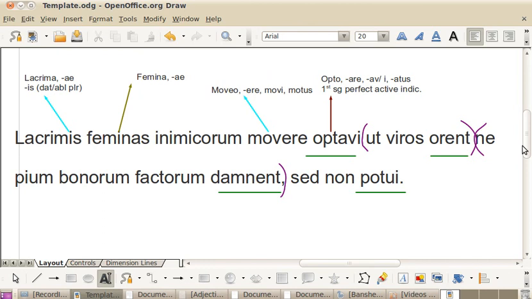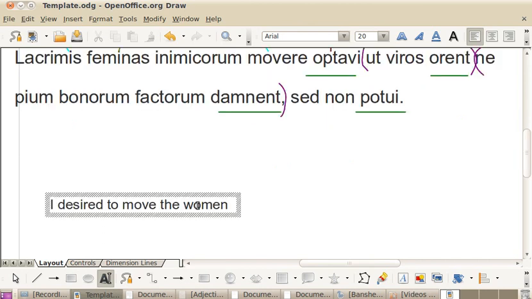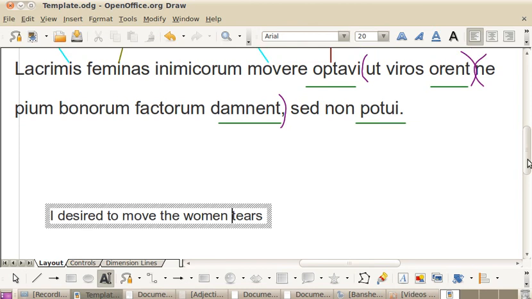So let's go back to lacrimis, and let's assume that it's not dative. Let's take it as the ablative plural. We've already done this work. Let's see what we can do here. I desired to move the women something, and lacrima means tears. So the ablative case is a case of kind of relations, of prepositional usages. It's likely something called an ablative of instrument, or means, by means of tears or with tears.